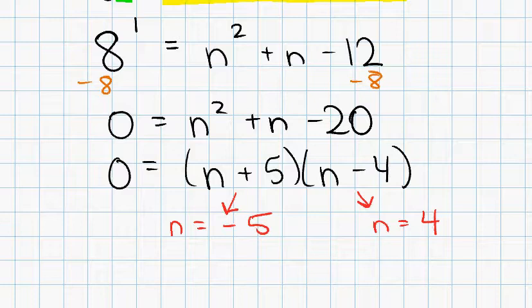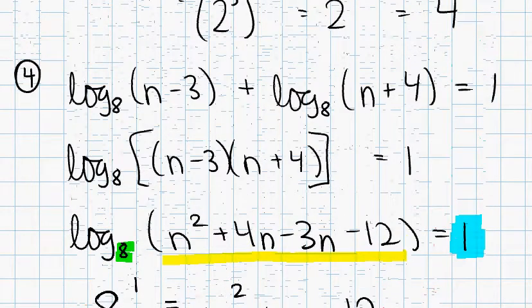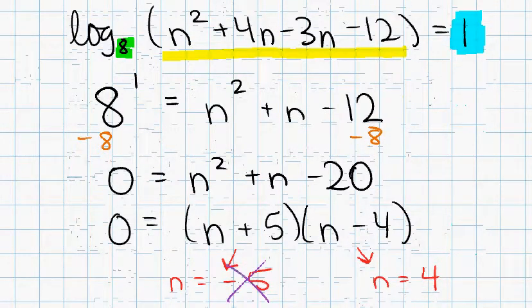You have to check your answers. Can n be negative 5 in this problem? Go back all the way up to the top. If you plug negative 5 in, negative 5 minus 3 is negative 8. Can you take the log of negative 8? No, because it's negative. So that means negative 5 does not work. So we can't have negative 5.